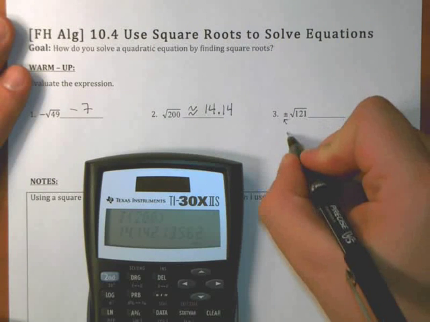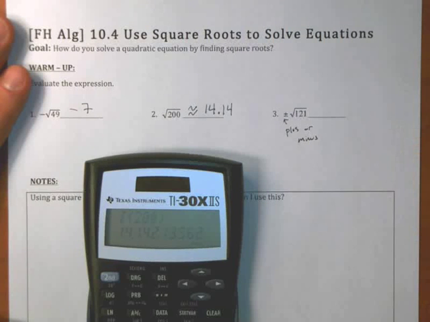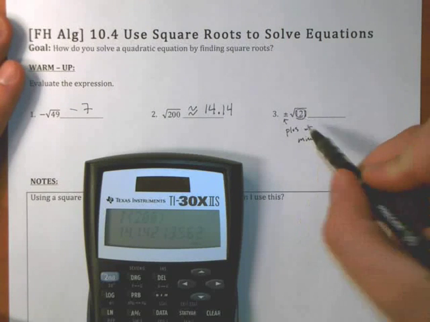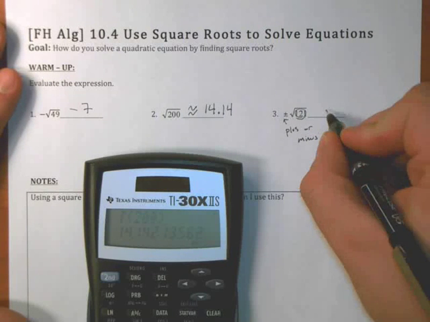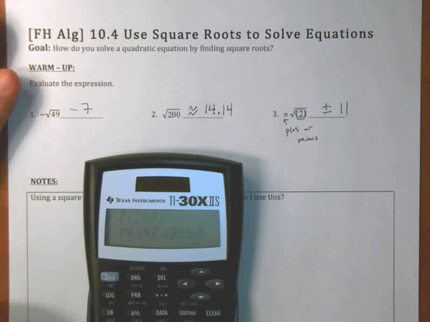Plus or minus square root of 121. 121 is a perfect square. 11 times itself is 121. So this is plus or minus 11.